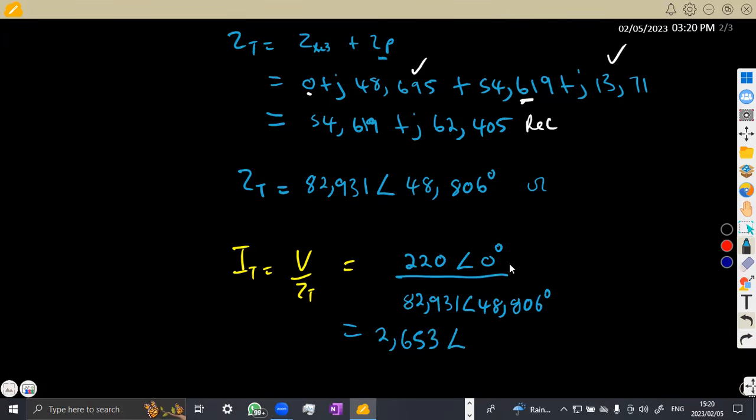2,653, and the angles you subtract. So it's 0 minus 48, which is minus 48,806 degrees. Okay, so this is what we are going to obtain as the total current of the given circuit.